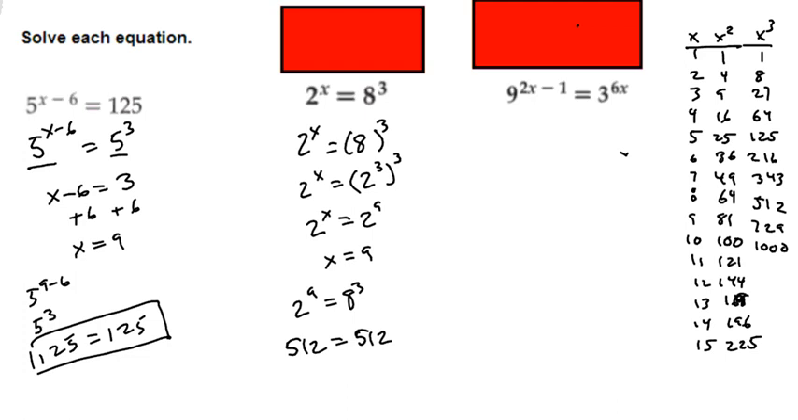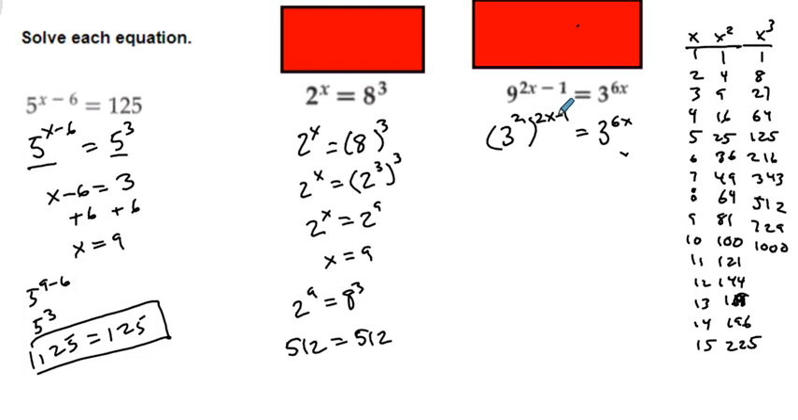Okay, now this last one here, we've got 3, which is kind of simplified. It can't be written as a product of anything, right? And we've got 9, which can be written as 3 to the second power, right? And we actually like that because then that means that these are going to have the same base. So I'm going to rewrite this as 3 squared, all right, to the 2x minus 1 equals 3 to the 6x.